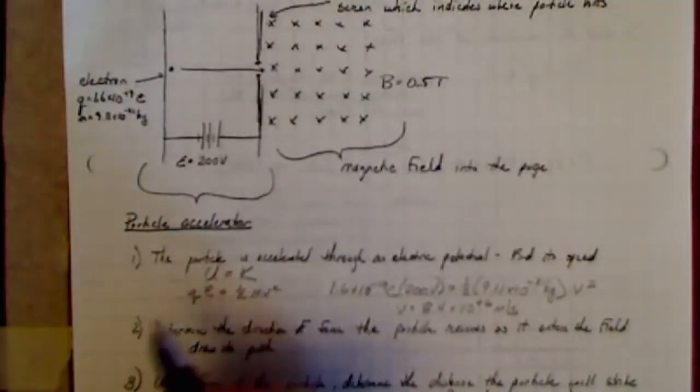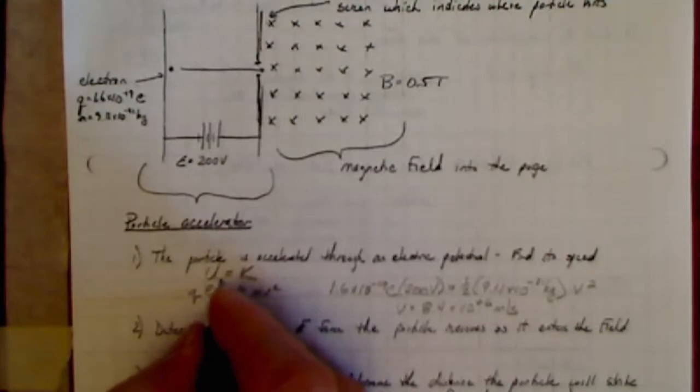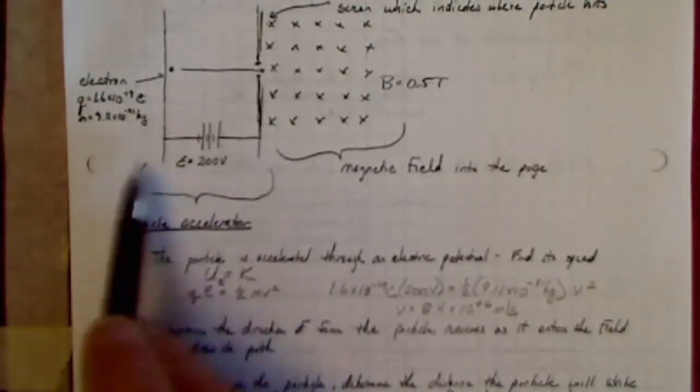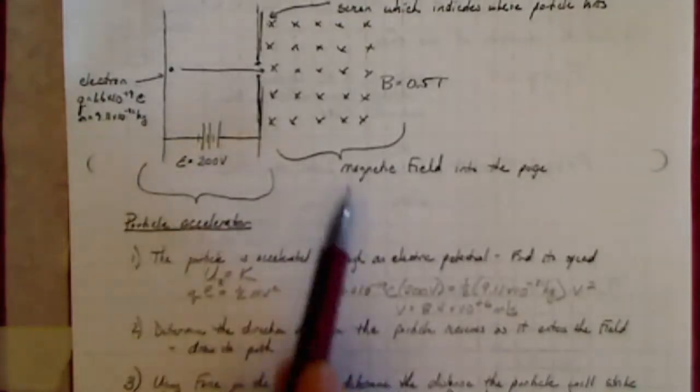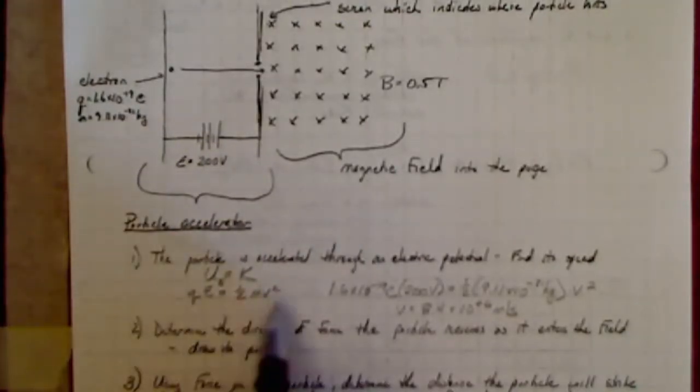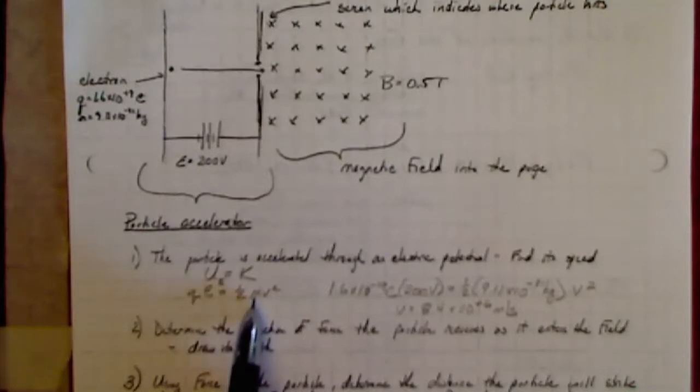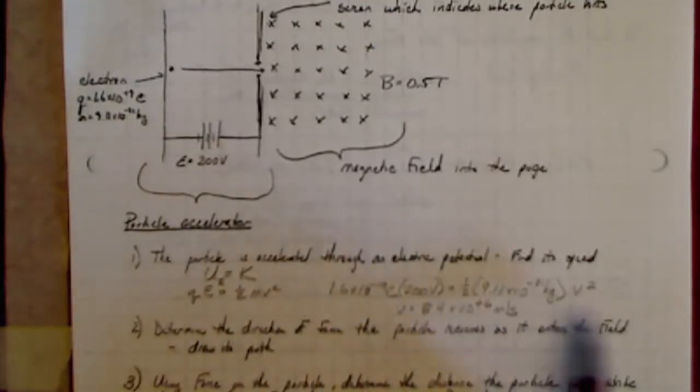Okay, you know that your electrical potential energy is going to be equal to your kinetic energy. Anytime a particle gets accelerated across a potential, it's going to wind up being U equals K, potential equals kinetic. Your charge times the potential difference, that's your EMF there, 200 volts, equals 1/2 times the mass of the electron times the velocity squared. Plug all your values in, 8.4 times 10 to the positive 6 meters per second.